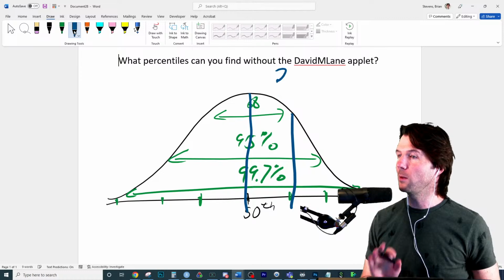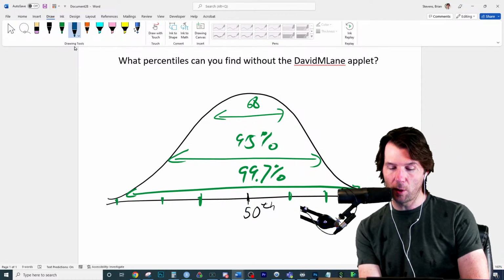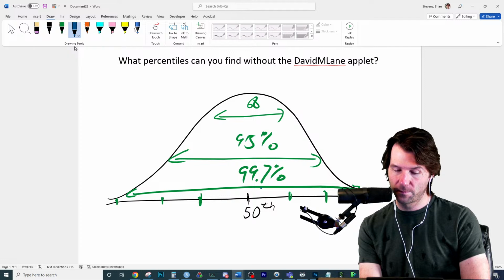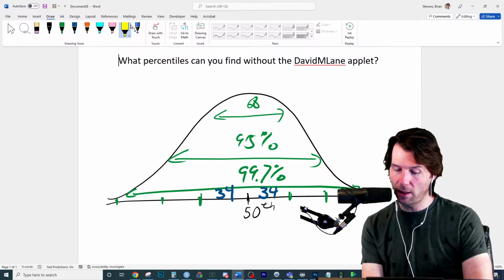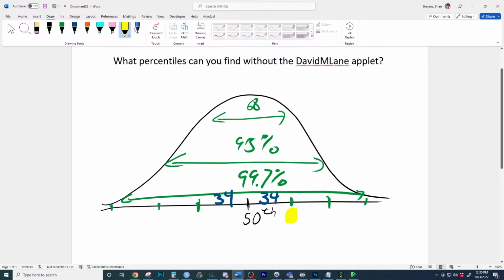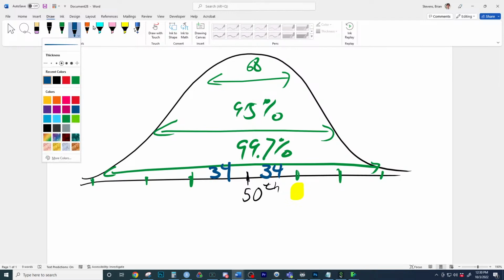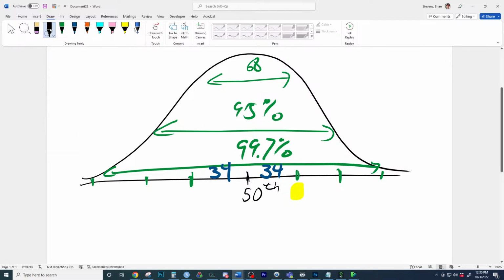Nice work. So now that we know that that's half of 68, well, if that is 34, which we just said it is, then this is also 34. Then what percentile are we at right here? We're just doing an easier one. What percentile are we at on the highlighted point? What percentile would that be right there?